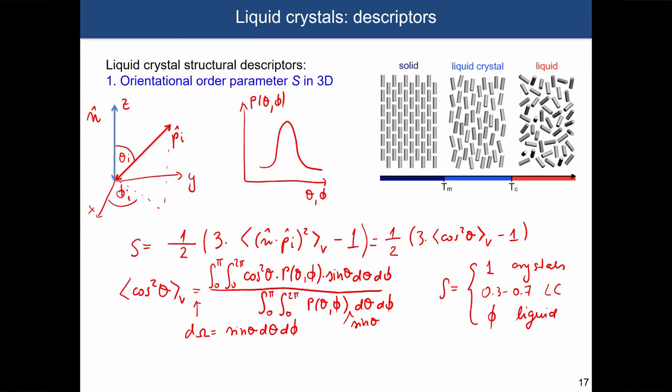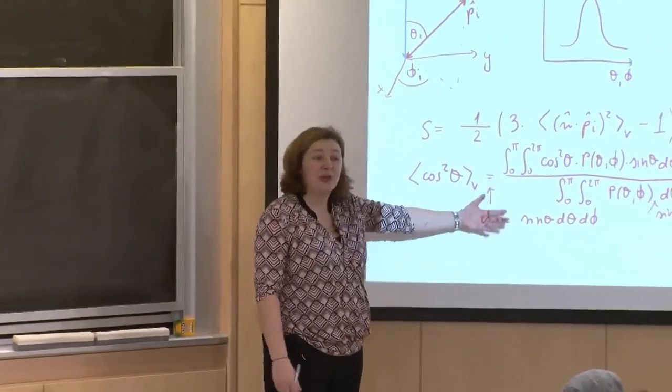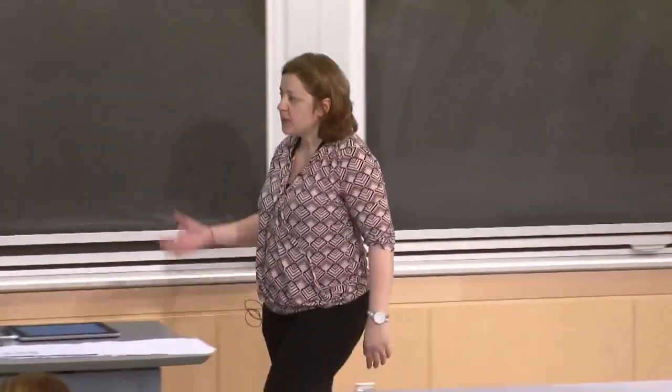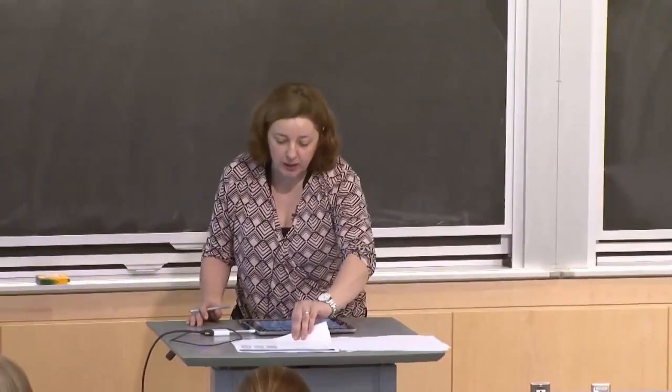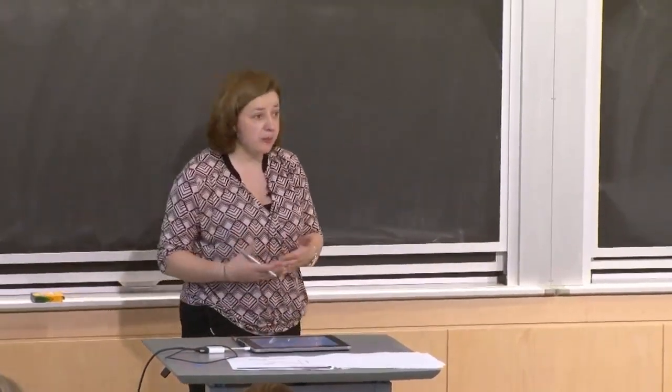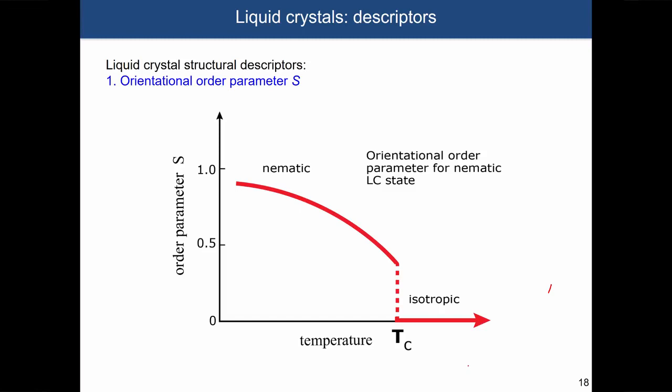So, again, we won't go through the entire math. You're welcome to do it at home. It's relatively straightforward math. But the take-home message is that this is the result. And when you calculate this order parameter and plot it as, for example, a function of temperature for a given material, it would have this general form.